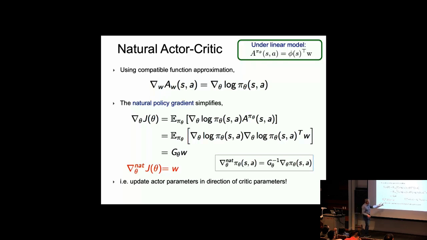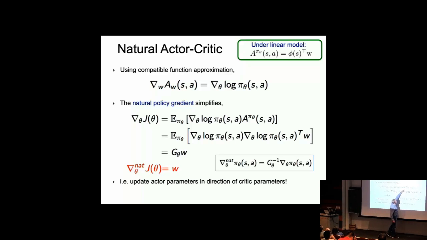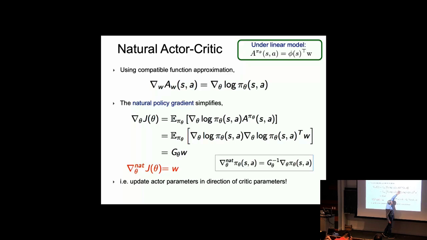And so what this is saying is we could use this as the vanilla gradient, but if we want the natural gradient, what we should do is update our theta parameters in the direction of the actor-critic parameters. And this is a consequence, again, of having this equality, which is the same as the equality of the gradient of A being the gradient of this.